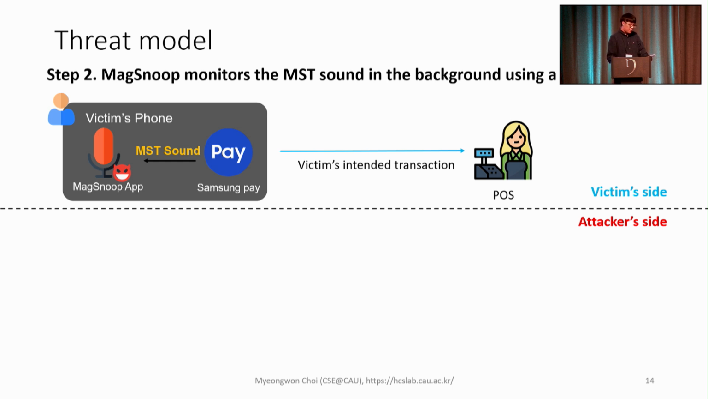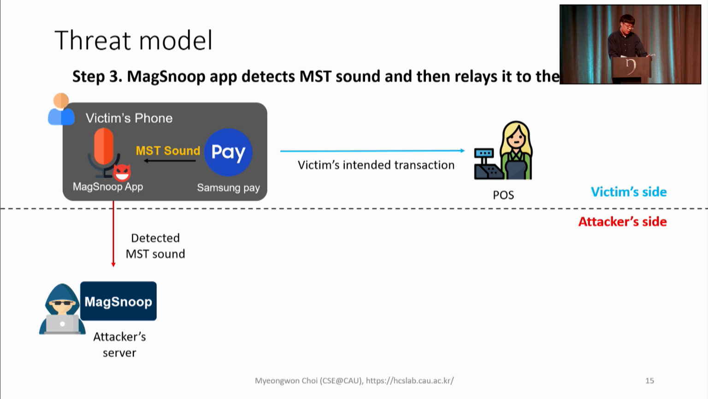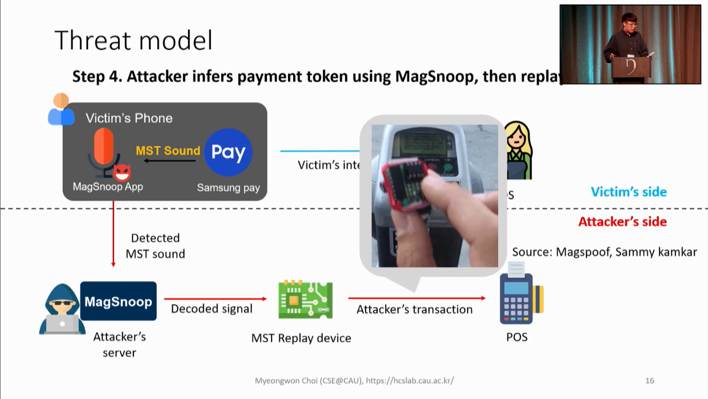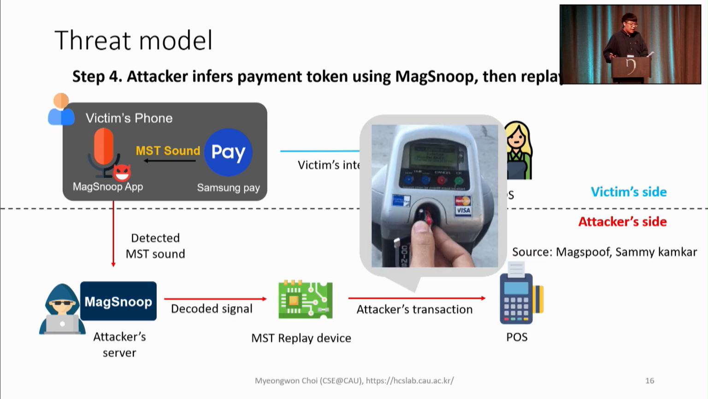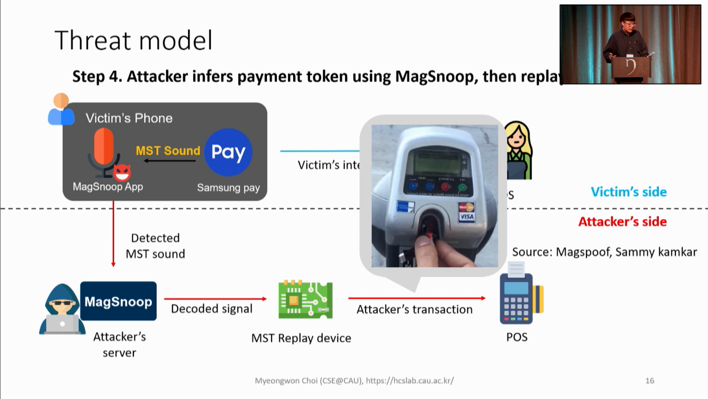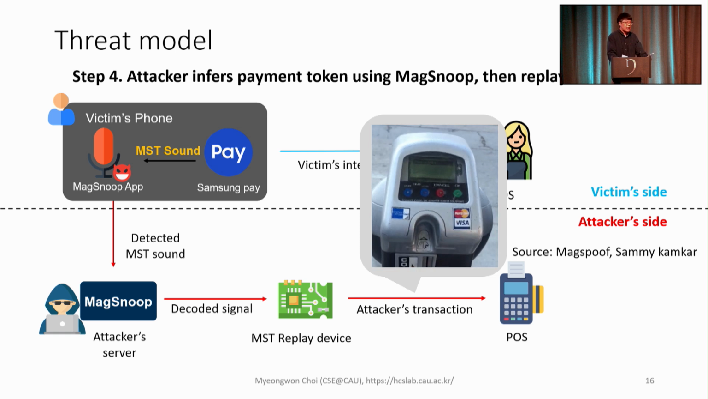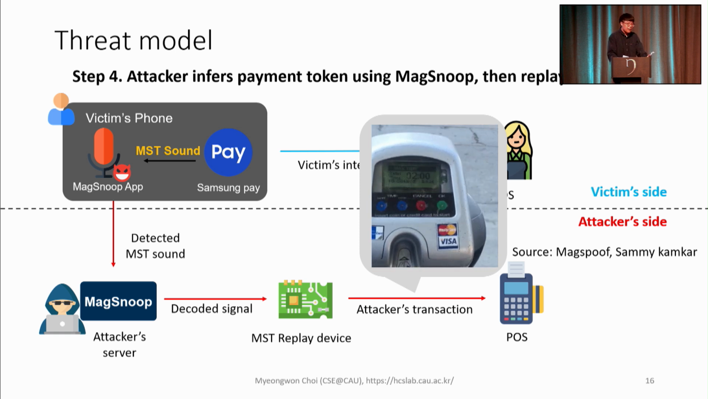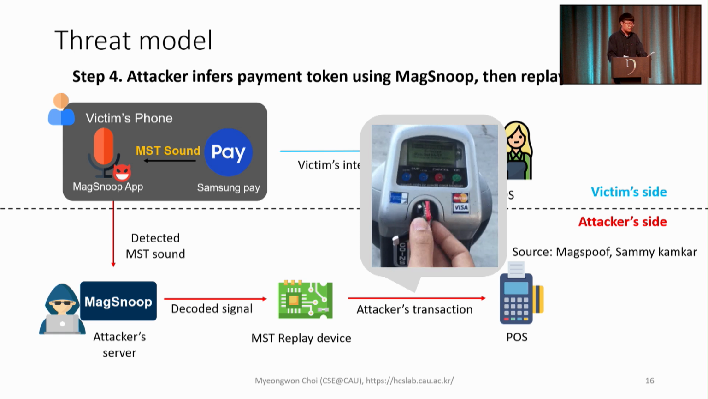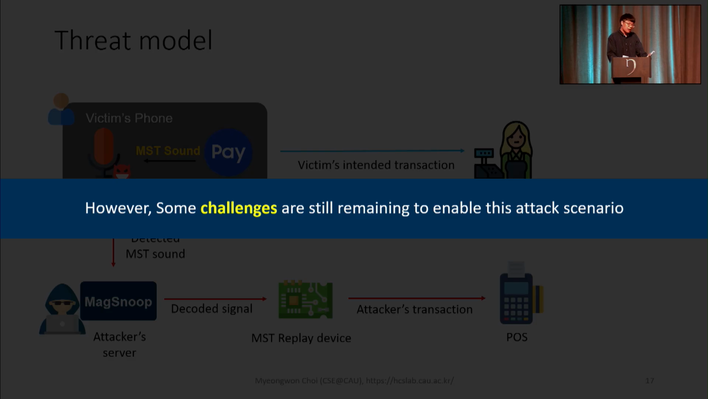Meanwhile, in the phone, MagSnoop monitors the MST sound in the background using the built-in microphone. The MagSnoop application running in the background relays the MST sound to the attacker as soon as it detects that the MST sound is playing. The attacker infers the MST token using MagSnoop, and replays the inferred payment token using an MST device, making its own adversarial transaction.